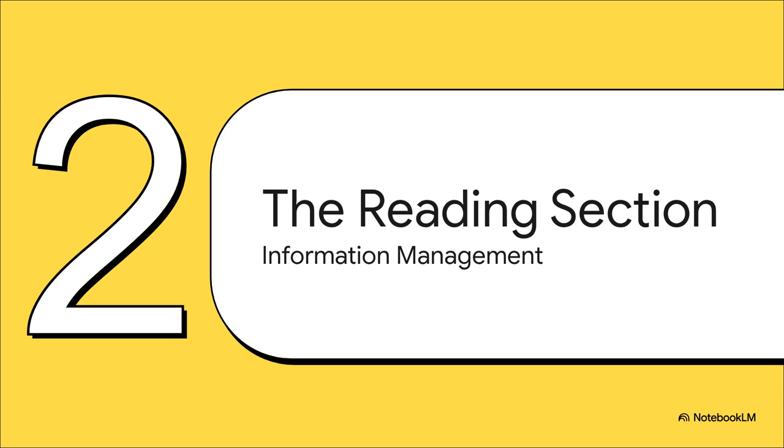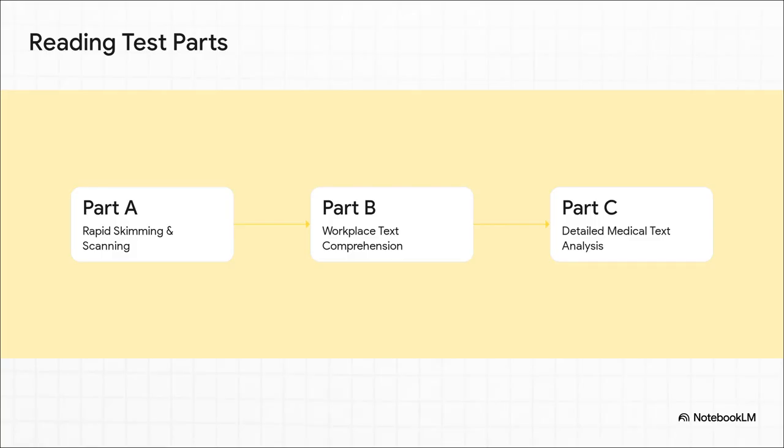All right, let's shift gears to the reading section. The philosophy here is a little different. This part is all about testing how well you can manage clinical information, both efficiently and accurately, when you're up against the clock. And you'll see a familiar structure. It's also split into 3 parts. Part A is a pure speed challenge. You have to skim and scan short texts really quickly. Part B then slows it down a bit, asking you to understand short workplace documents, like a set of hospital guidelines. And finally, Part C is where you do the deep dive, a detailed analysis of longer medical texts.